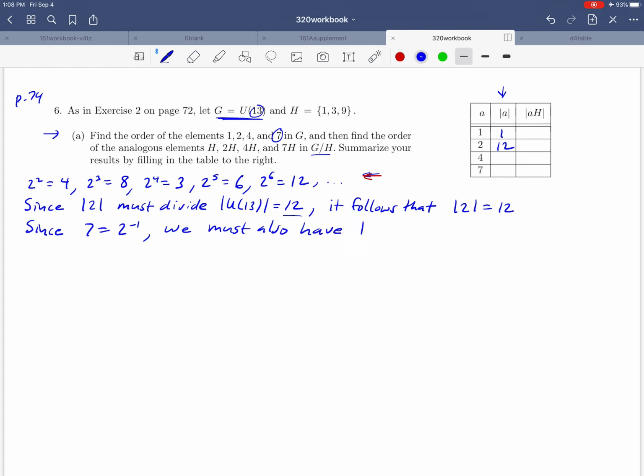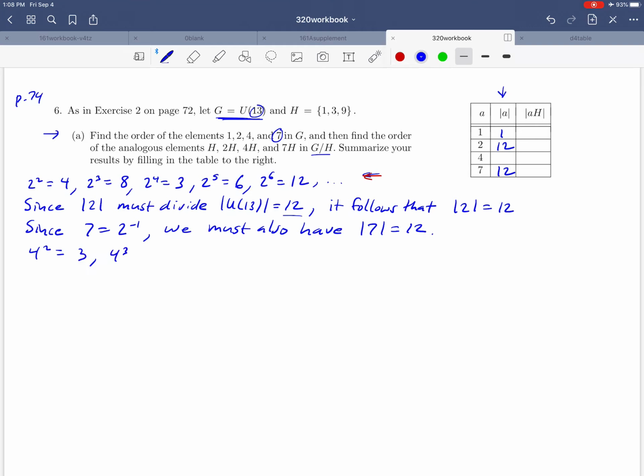Okay, so we must also have that the order of the number 7 is 12 without having to do any calculations. Just saves us a little bit of time. Okay, and now we're ready to look at 4 and see what about the order of 4. All right, so 4 squared, let's see, that's 16 mod 13 is 3.